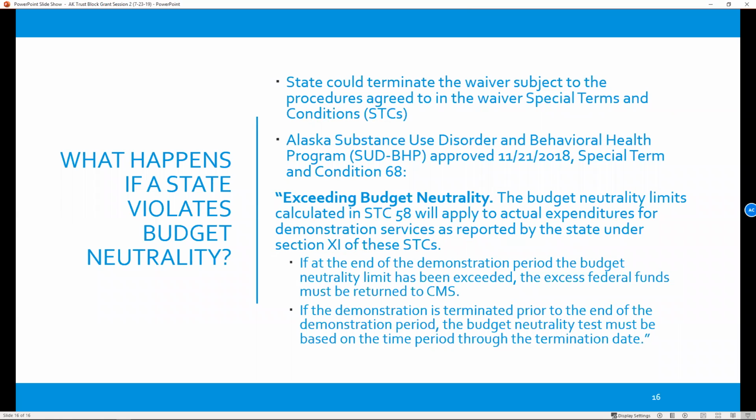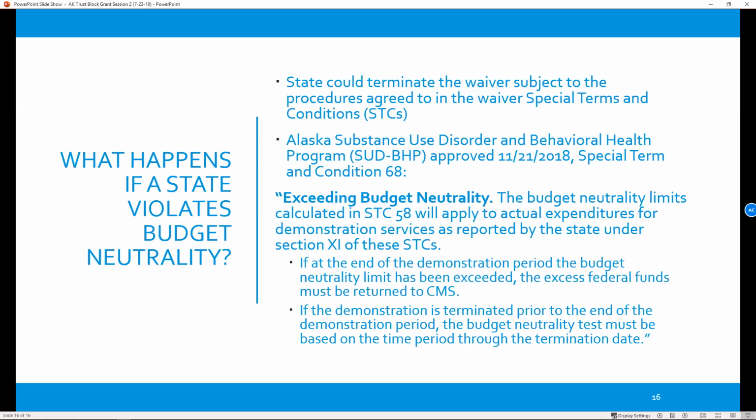Okay, so we've gone through this pretty complicated exercise of deciding who's going to be covered, what services are going to be covered. We've come up with a budget neutrality limit based on that. We've adjusted for any other changes we're making in delivery system reform that might affect any of those trends. And now we have a limit. And what happens if the state is drawing down federal matching dollars above the limit? For whatever reason, it just reaches the limit.